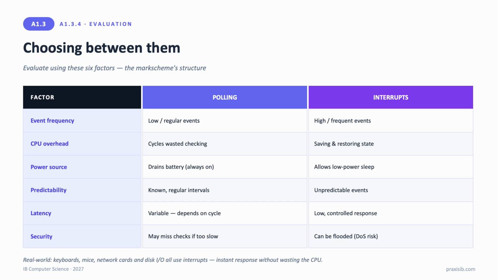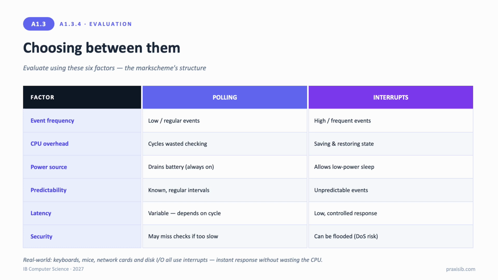The fifth one is latency, which means delay. Polling has variable delay depending on where you are in the checking cycle, while interrupts give a low, controlled response time. And the last one is security. Polling might miss things if it checks too slowly, while interrupts can be flooded in an attack.